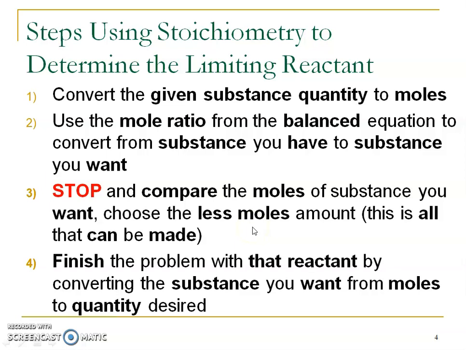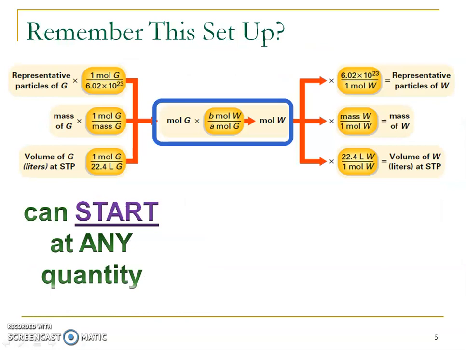You're going to continue the problem with the substance that gave you the fewer moles of the product that you want. And number four, then you can finish by taking the moles of the substance you want, the lesser moles, to the quantity that's being desired. Again, I'm going to show you some examples to help you through this. It's a lot easier that way.